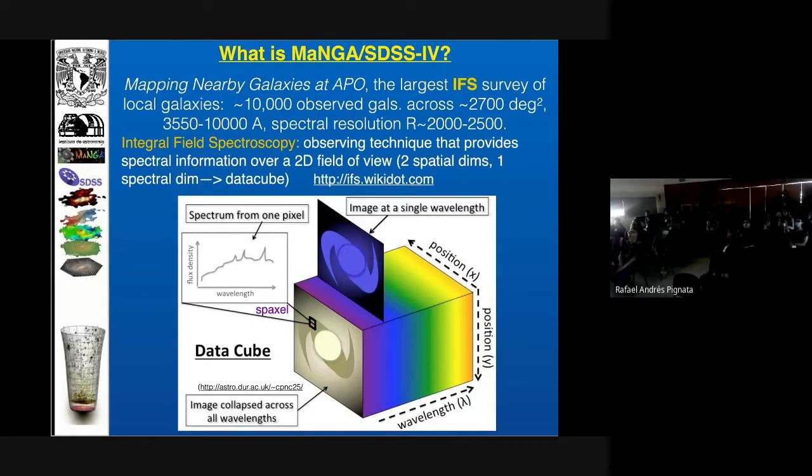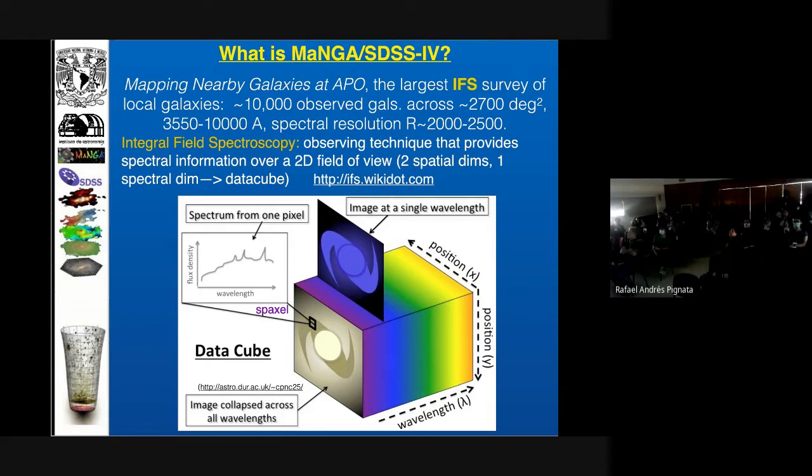Okay, it's working. So it's the acronym of Mapping Nearby Galaxies at Apache Point Observatory. This is, in fact, the largest integral field spectroscopy survey of local galaxies, about 10,000 galaxies across 2,700 square degrees in the optical infrared, with a spectral resolution of about 2,000 to 2,500 in the R.